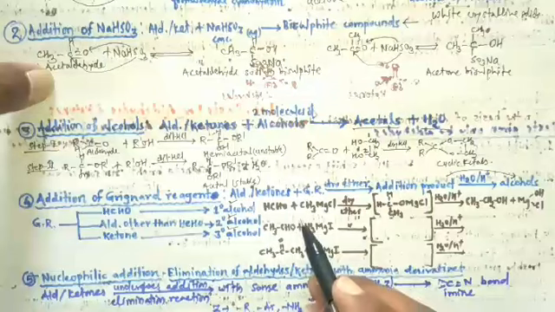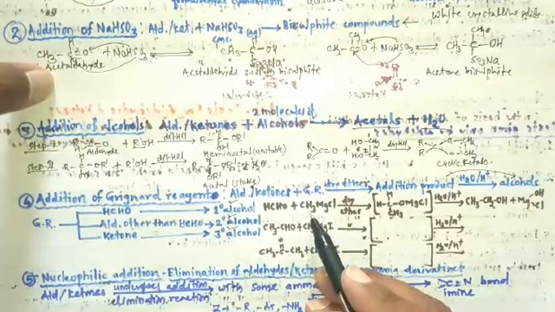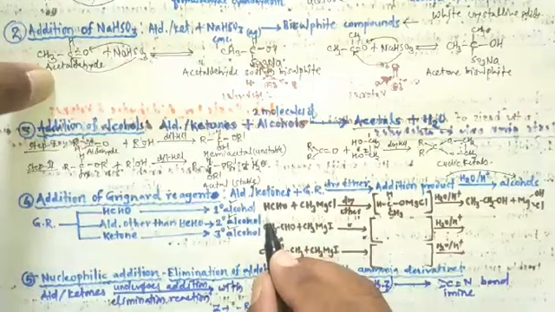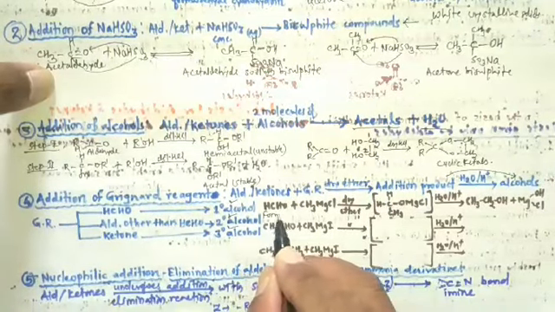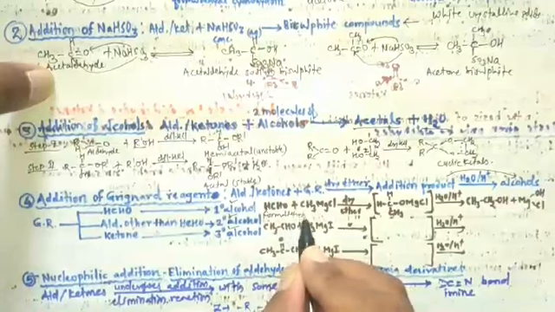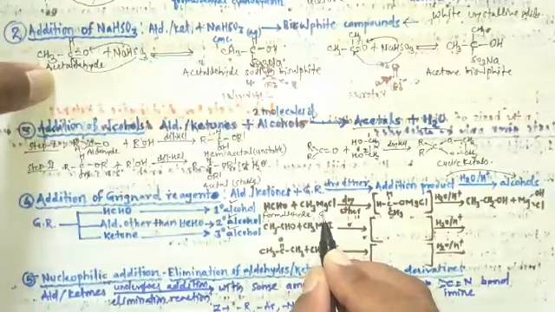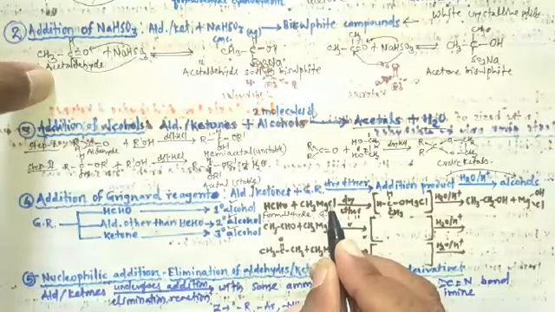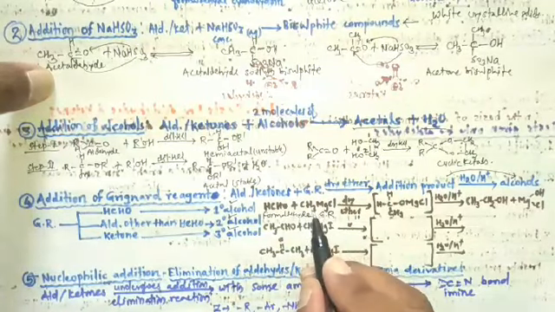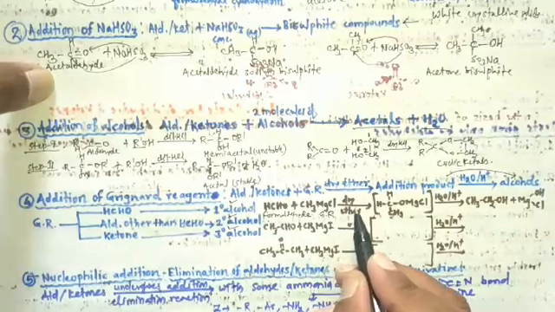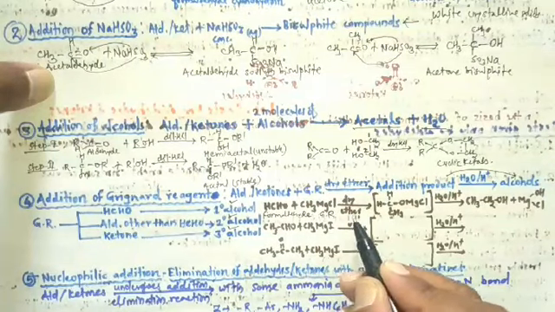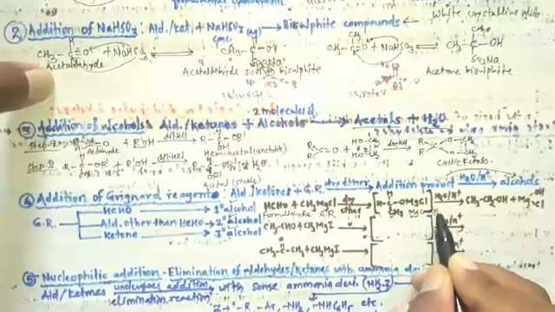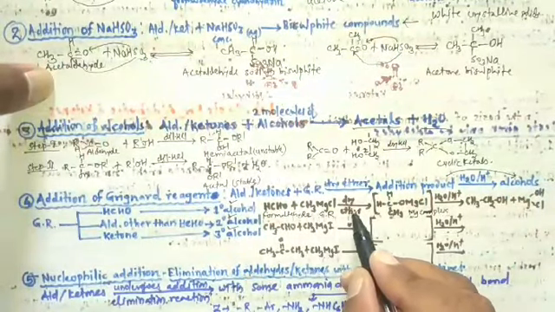So let's study some examples. In the first reaction we are reacting formaldehyde with Grignard reagent, and that Grignard reagent is methyl magnesium chloride. When the reaction is carried out in presence of dry ether, a magnesium complex is formed.